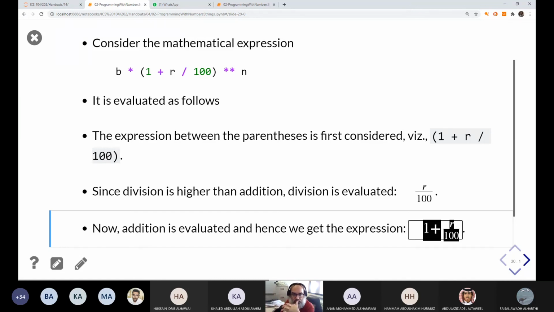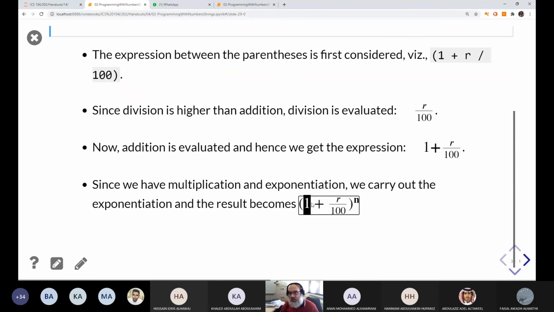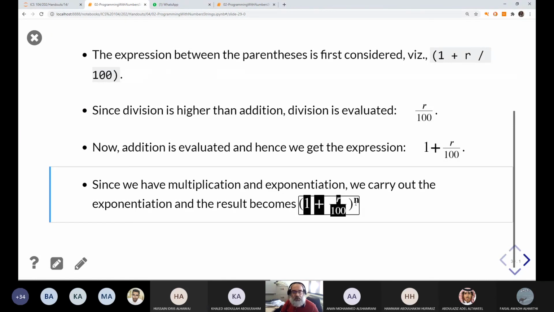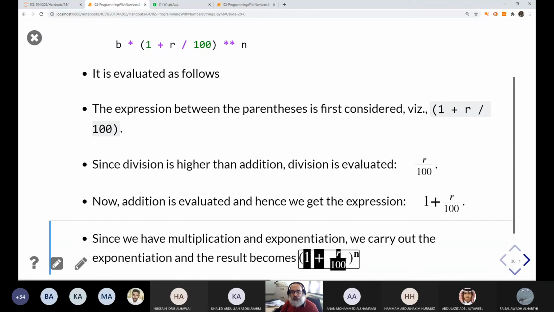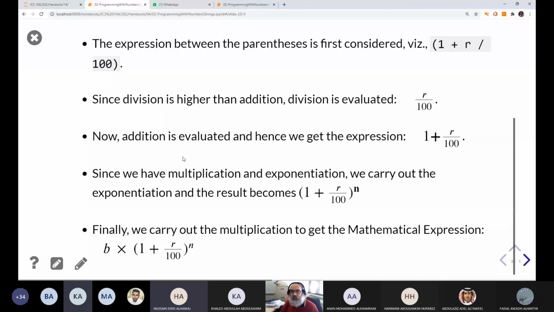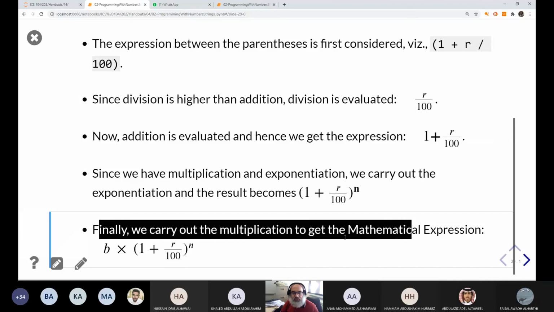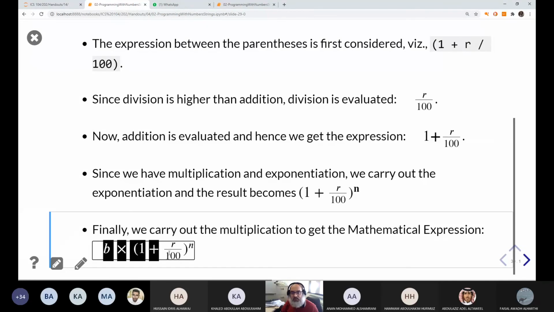Next, what do we have? The power, because now we are left with the power and the multiplication. Which one is higher? The power is higher. So this means that this is (1 plus r over 100) to the power n. And then finally, we multiply it by b, to get the mathematical expression b times (1 plus r over 100) to the power n. Is that clear?